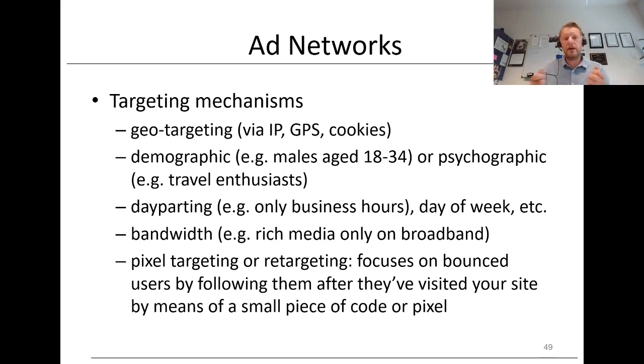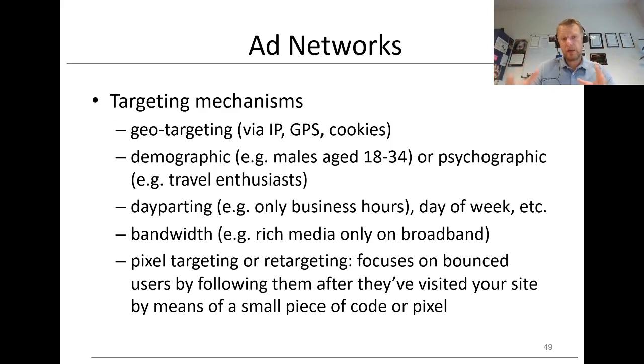They do geo-targeting via your IP address. So via your IP address, they can find out what your location is. And based upon that location, they can also tailor the ads to physical shops nearby, for example, if it would concern a physical shop, by means of GPS coordinates and sometimes also by means of cookies. Demographic, that means that the ads are targeted towards males aged between 18 and 34, or psychographic, that means that you kind of made a profile of someone that he or she is a travel enthusiast. That means that as soon as he or she logs on to a website where Google AdSense is serving the ads, you will see ads appearing that relate to traveling, hotels, etc.